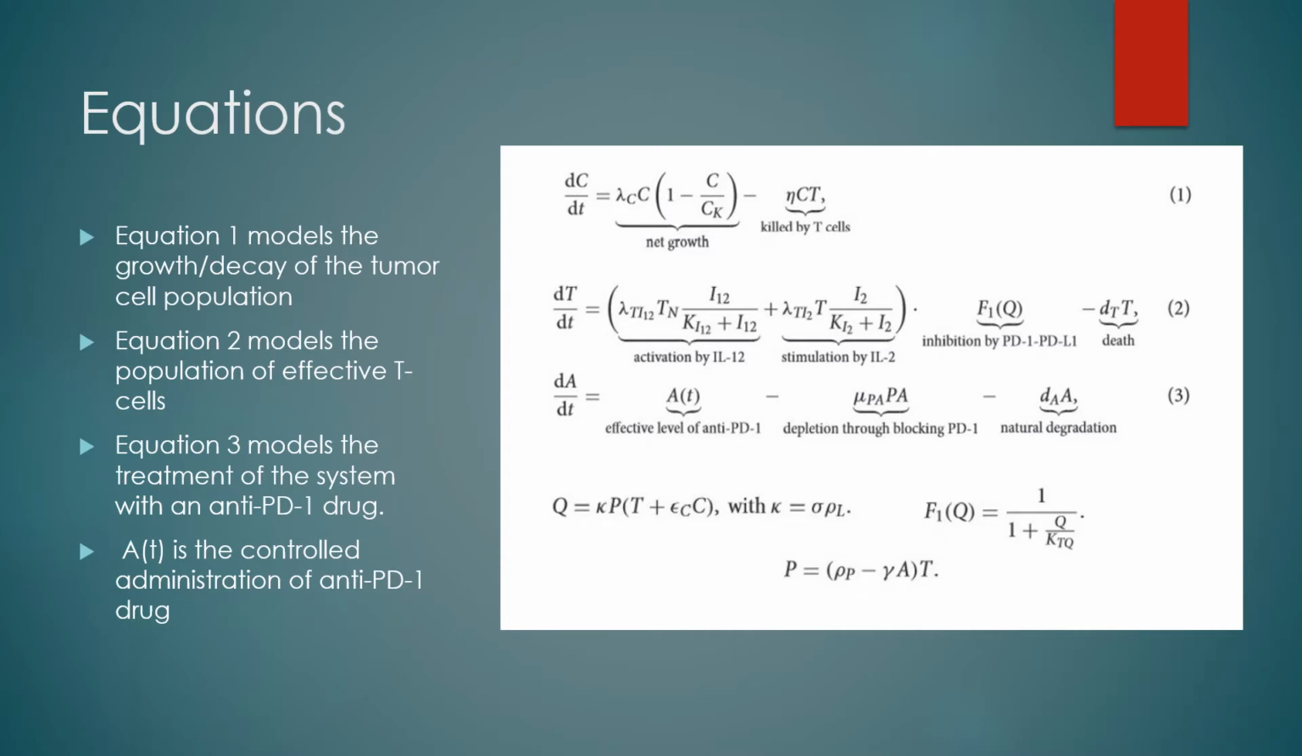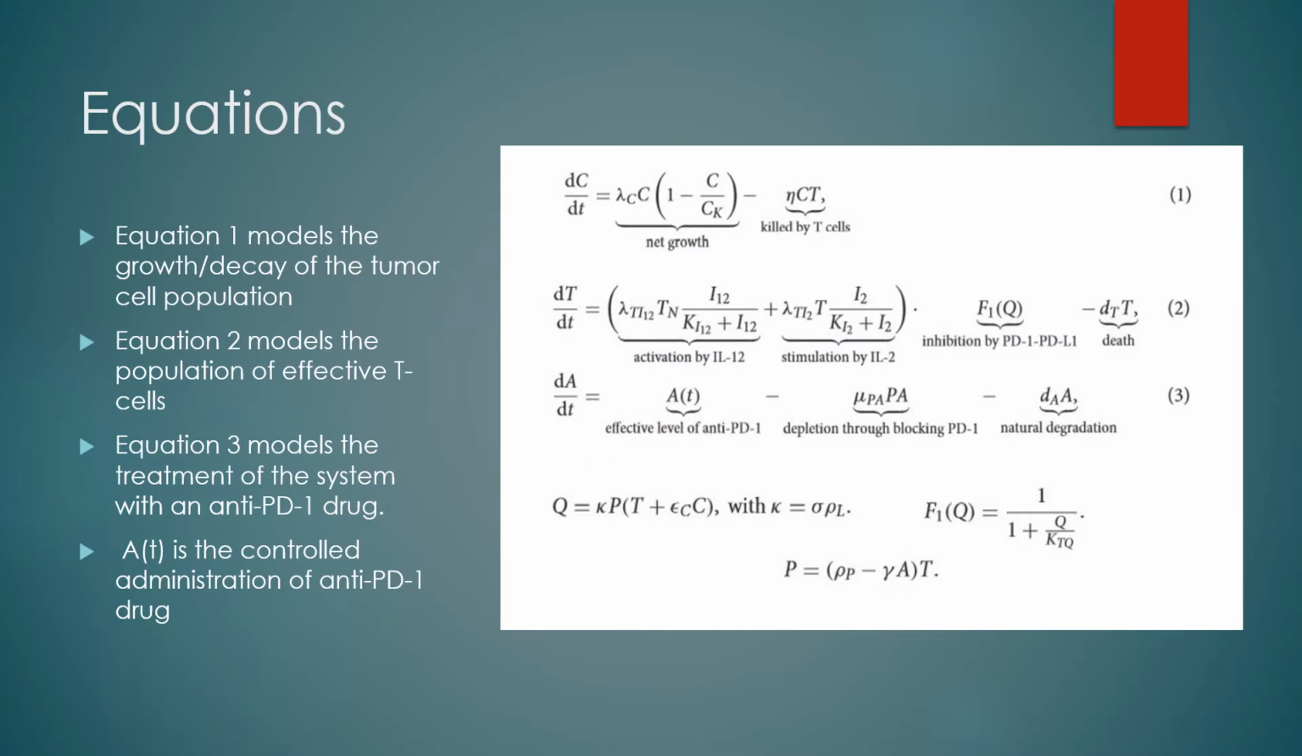combined with the components of the number of T cells activated by interleukin 12, the number of T cells stimulated by interleukin 2, the number of T cells that are going to be inhibited by the formation of the PD1 PDL1 complex, and then a component that is the natural rate of death of T cells. Then the third equation is a function that represents a drug treatment of an anti-PD1 drug.